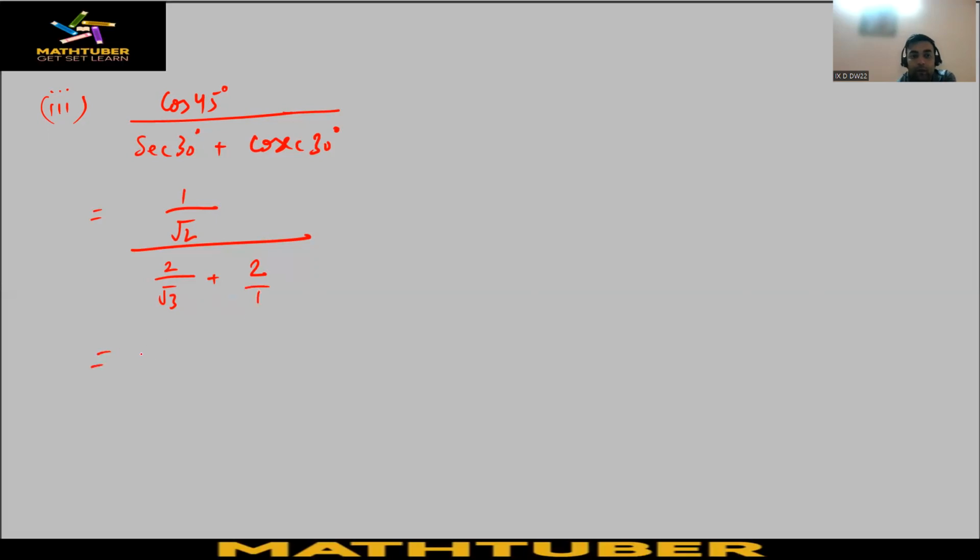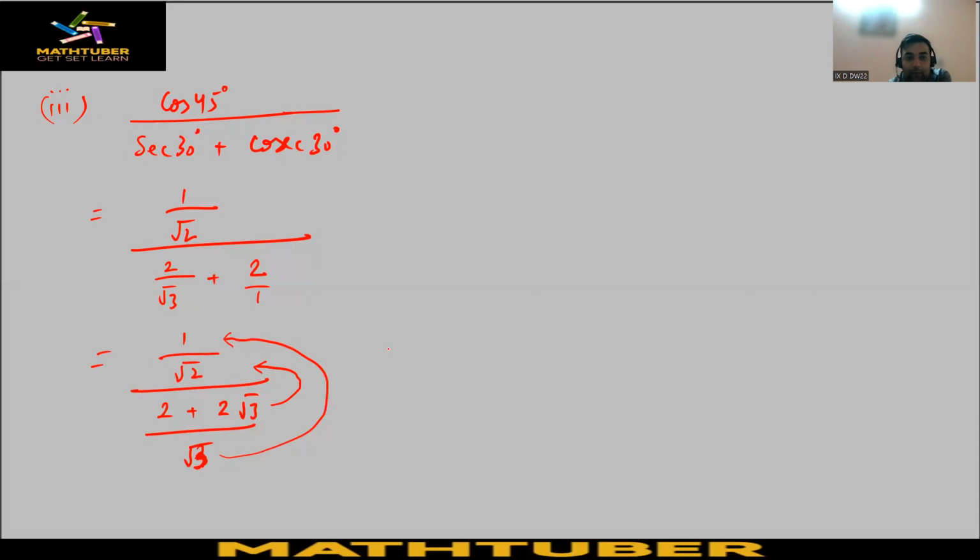Right? So if we take the LCM in the denominator here, it will be root 3. Then this will be 2 plus 2 root 3. Right? If we take the LCM. Now, the last denominator will go to the numerator and it will get multiplied. And this middle terms will get multiplied with each other.